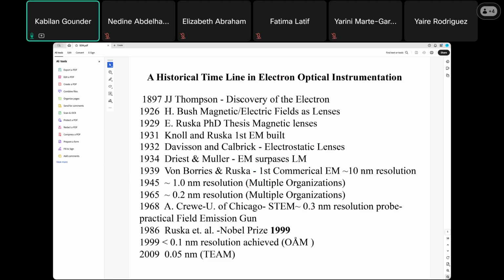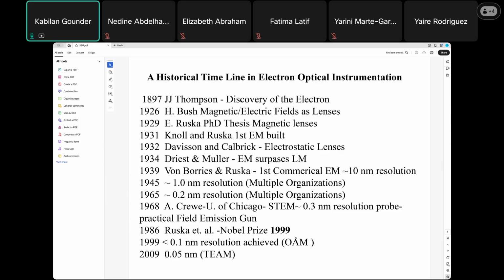In 1926, Busch found that magnetic or electric fields can act as lenses. In 1929, Ruska's PhD thesis was related to magnetic lenses. In 1931, Knoll and Ruska built the first EM. Then in 1932, Davisson and Calbick invented the electrostatic lenses. Then 1934, Driest and Müller.